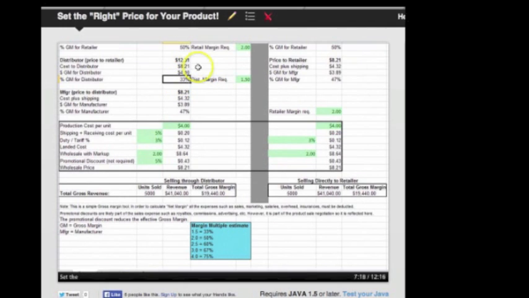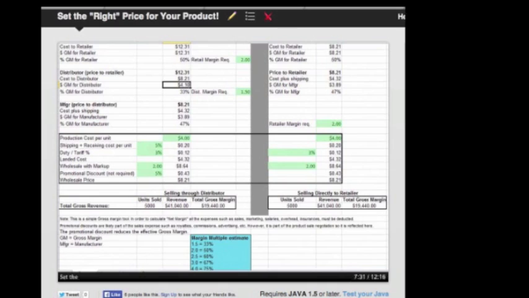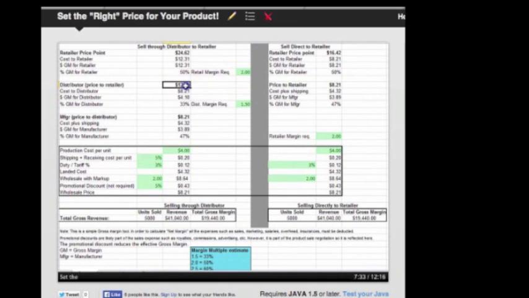So now, my cost to the distributor is $8.21. Then, with their 33%, they will be adding on $4.10. So now the distributor will be selling it to the retailer for $12.31. So, the cost to the retailer is $12.31. Now, the retailer still wants to make 50% margin, which means that they're going to double the price. Right here, it's doubled.